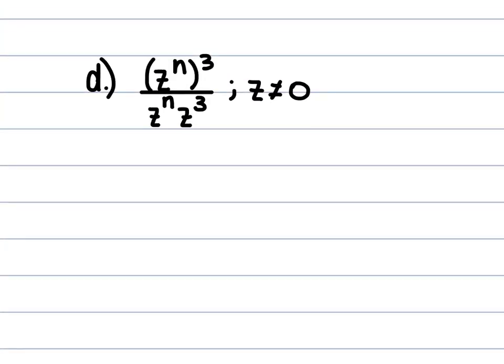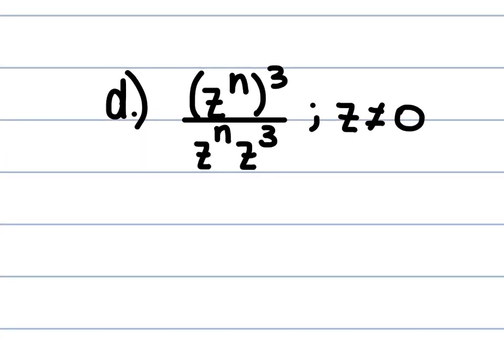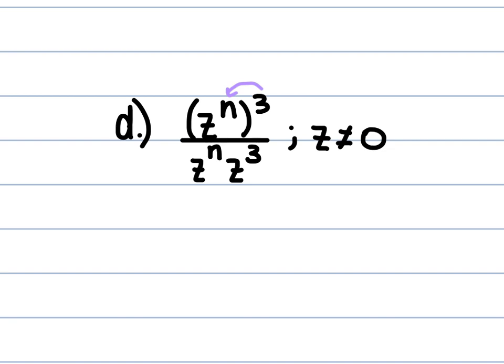And if we look at d, we have z to the power of n raised to the third power over z to the power of n times z to the third power. So we can go ahead and simplify each part here. With the top, we're going to multiply that n times the 3, because remember, when a power is raised to a power, we multiply those powers. So this is going to be z to the power of 3n. On the bottom, remember, when we're multiplying, we're going to keep the base, add the exponents. So it's going to be z to the power of n plus 3.